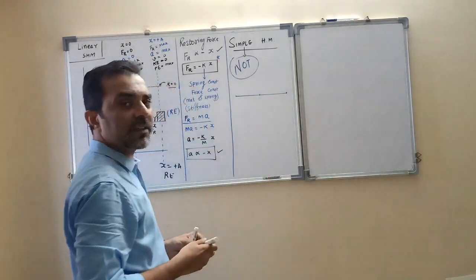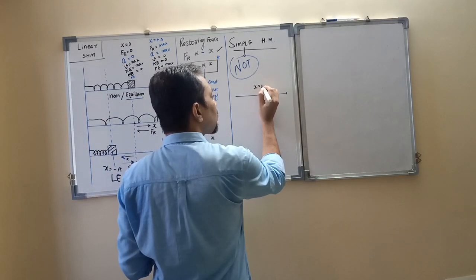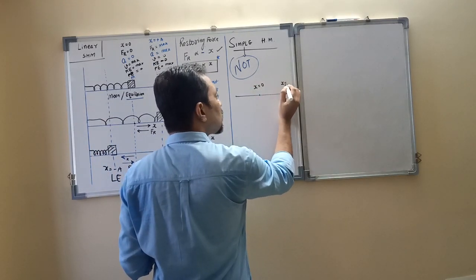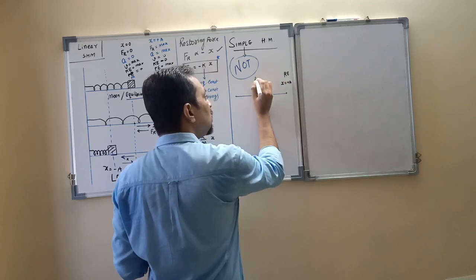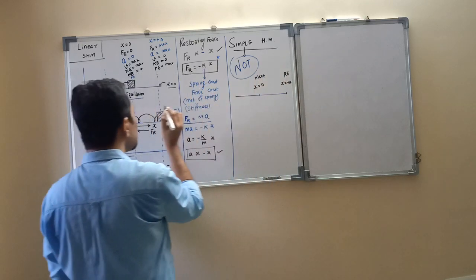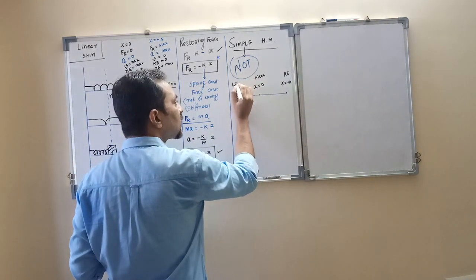So now let's conclude a very simple thing. Suppose this is the mean position. Now this is x equals plus a. You have to understand, whenever I say plus a, it is the right extreme. This is the mean, I will not always write equilibrium. This is the equilibrium position, mean position, and this is the left extreme position.